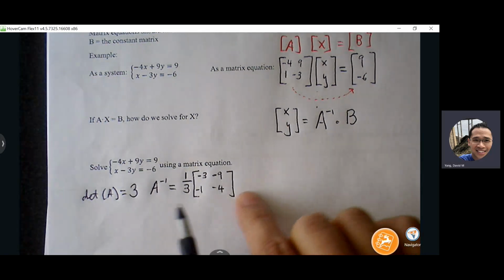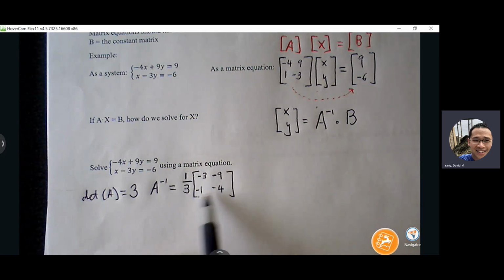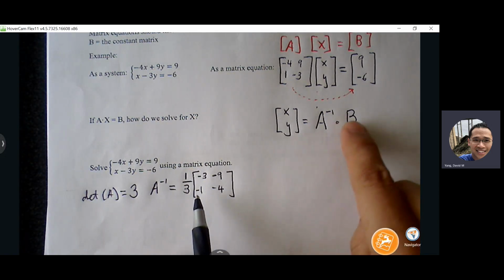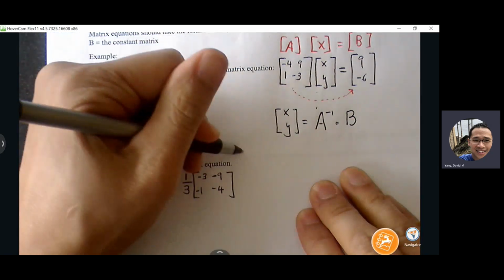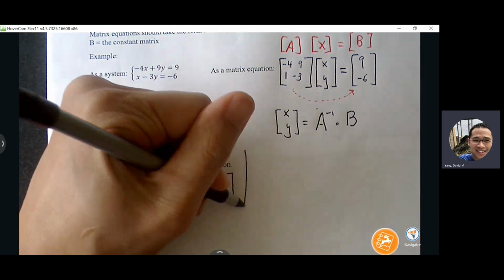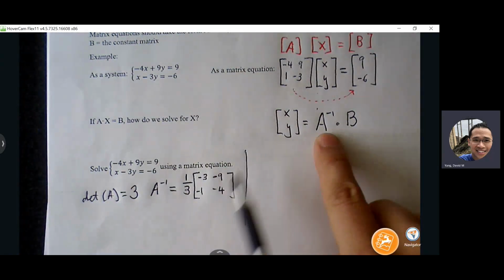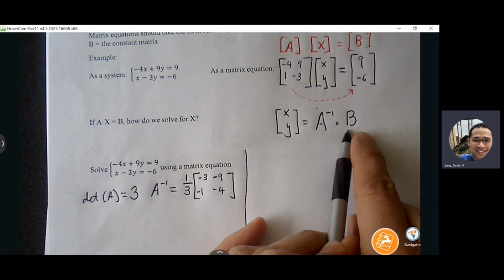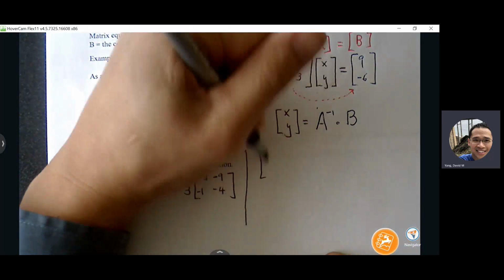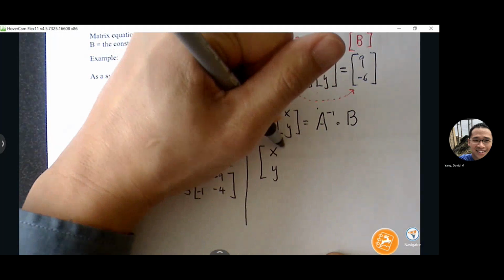Okay, so this is it. I'm not going to distribute the 1/3 through yet because I just want to show you something else that I want to do. But ultimately, this is what we have. We have x, y. We have our inverse of matrix A. So I'll put this in place of this, and I'll multiply by B. But let's see our progress so far.